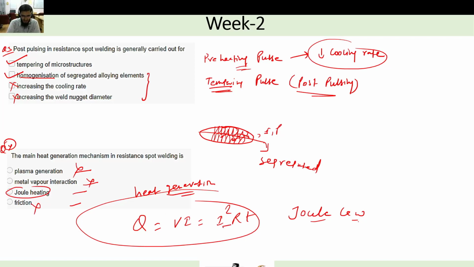So we are using current, resistance between the interfaces, we are supplying some time, as well as we are applying load. All this current, resistance, time and load are getting utilized to generate the heat and causing the weld nugget formation. So I hope it is clear. Friction is not correct. Have you got it, sir? Friction will not. Yes. Joule heating you have to mark.